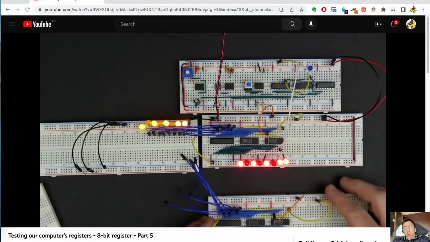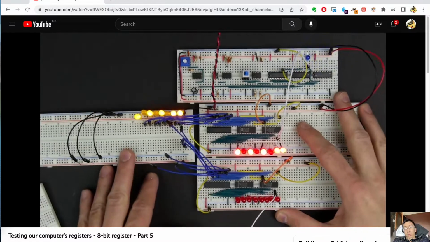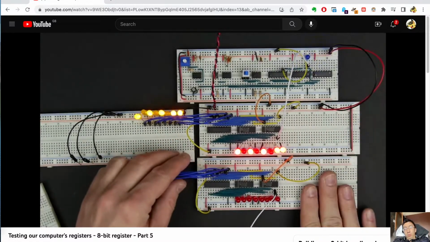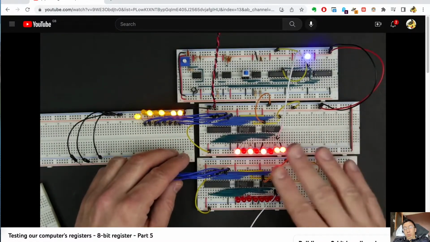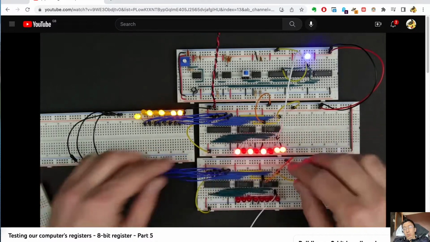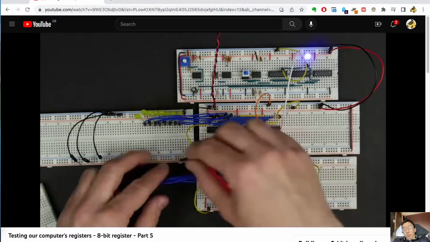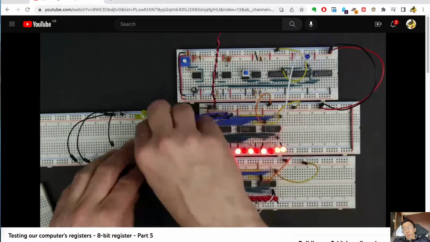Now, where things get interesting is when we have multiple registers, and in fact, for our computer, we're going to need to build a couple registers. So here I've got a second register built exactly the same way as the first one, and we can hook it up to the bus as well. So I'm going to disable that bus, and I'm going to hook the second register up to the bus in the same way.